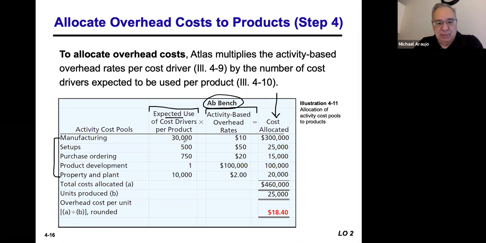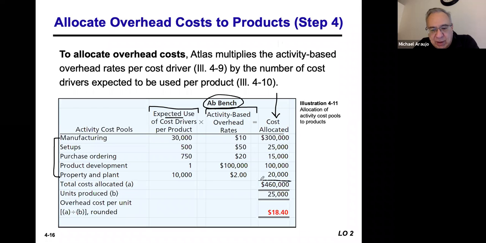So if you have 30,000 machine hours, and each machine hour is $10 an hour, you just need to allocate $300,000 to the ab bench for its machinery use, for manufacturing costs. 500 setups at only $50 a setup, $25,000 of setup costs allocated to ab bench. 750 purchase orders times $20 a purchase order, $15,000 allocated to ab bench. 1 product, $100,000. 10,000 square feet at $2 a square foot, $20,000 for property and plant.